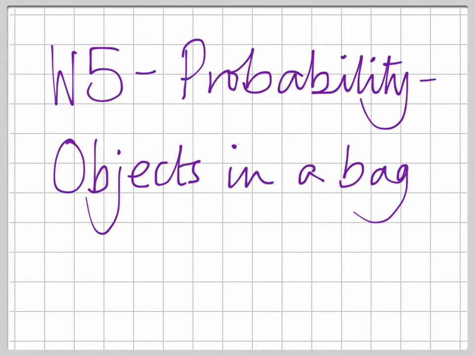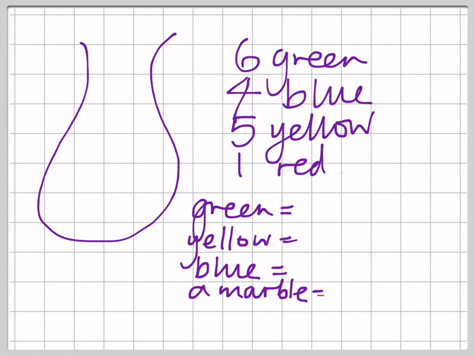Probability looks at the chance of pulling an object out of a bag if you know the objects that are in that bag. Here, for example, we're told that we have 6 green, 4 blue, 5 yellow and 1 red marble in a bag.